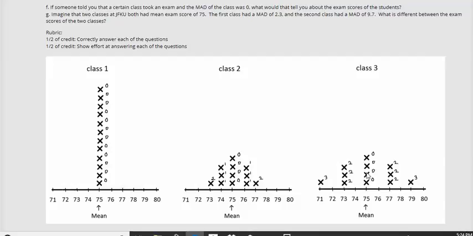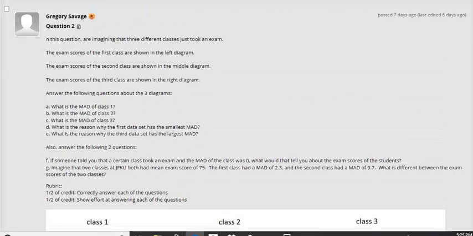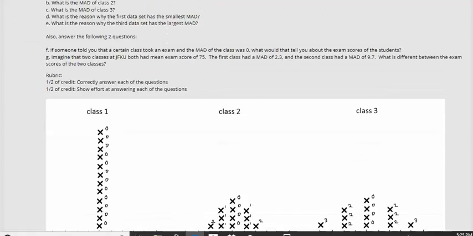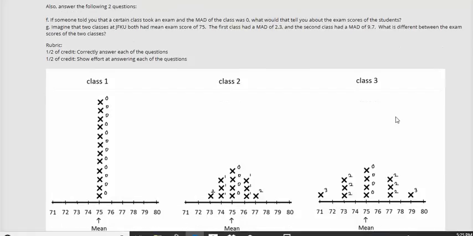Question part F says, if someone told you that a certain class took an exam and the MAD of the class was 0, what would that tell you about the scores of the students? Right here, well, try to calculate the MAD of class 1. Add these 12 zeros and divide the total by 12 and see what you get. See what the MAD of class 1 comes out to. Once you get the MAD of class 1, I think you'll see what this question is getting at.